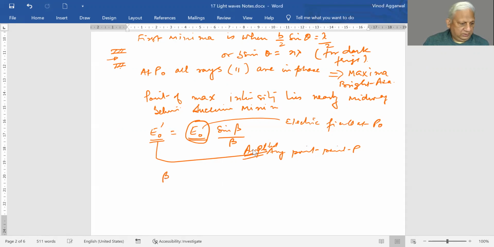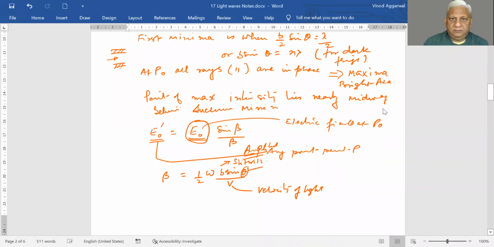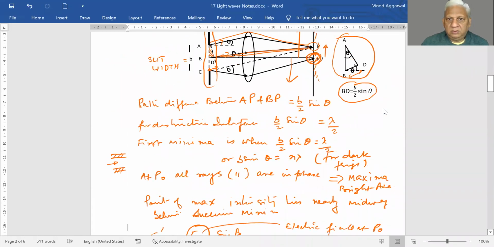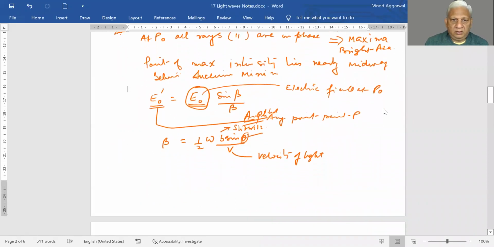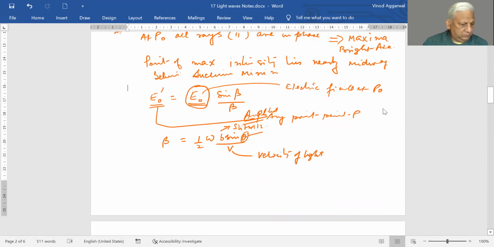Now what is beta here? Beta is given as half omega b sine theta by v. v is the velocity of light. Other terms, b is the slit width. Theta you have seen earlier in this diagram. This is the theta. And this is equal to b sine theta.